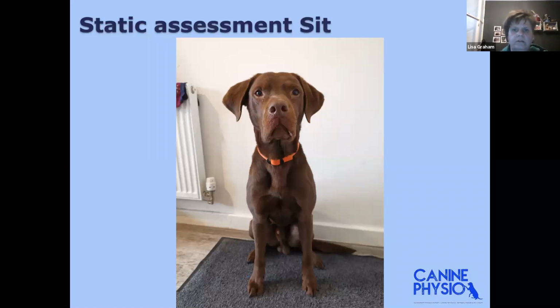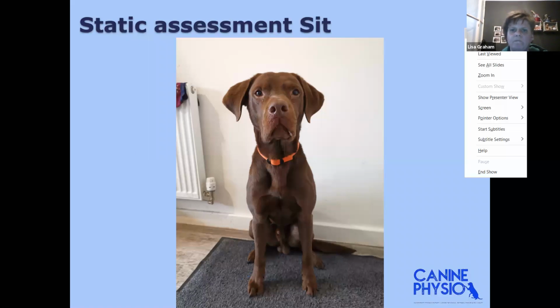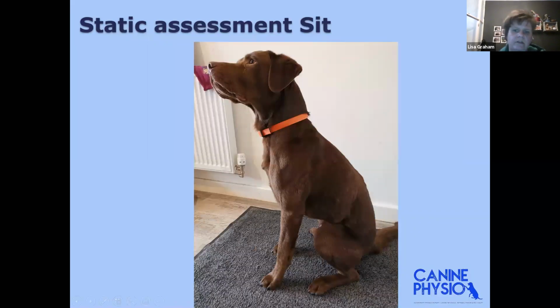And then if we go to his side sit, so here he is from the side now, and again we can kind of see he's probably not as close to the ground as he should be. I've probably got a bit of space in here that I wouldn't normally have. And the other thing that's making me think that is the way he's holding this carpal joint, he doesn't have the pads straight on the ground.